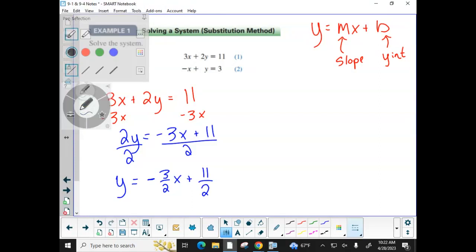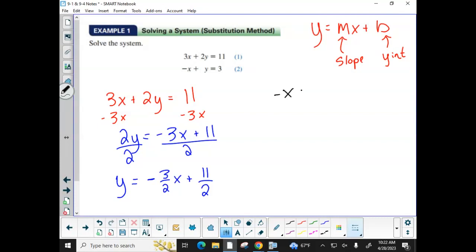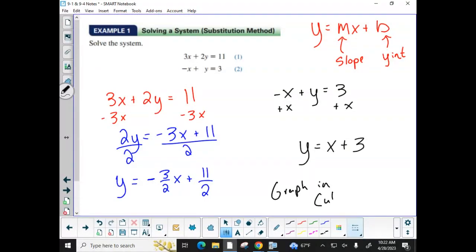So the other equation is negative x plus y equals 3. We're going to add x to both sides, and we get y is equal to x plus 3. Now we can graph in our calculator. I'm going to show you how to do that.